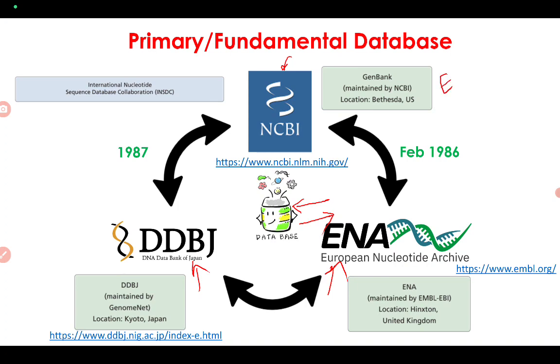For example, in the case of NCBI, the search engine is Entrez. In the case of ENA or EMBL, the search engine is SRS, that is Sequence Retrieval System. While in the case of DDBJ, the search engine is DBGet, that is database get. So these are the three different kinds of search engines available with these browsers.